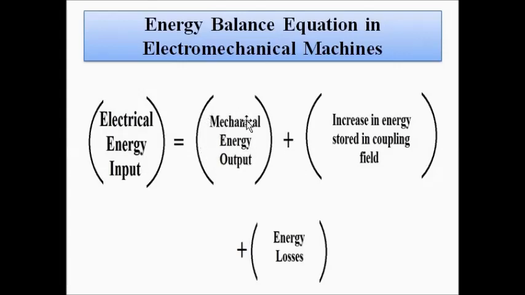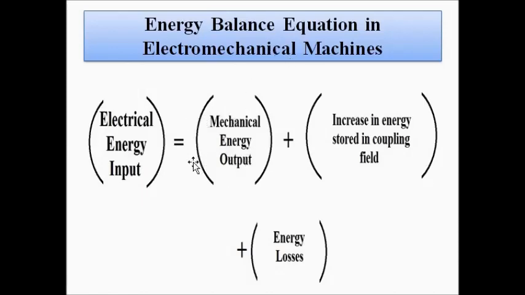Then the mechanical energy output will be, let's say, this much, and the coupling magnetic field will also consume some energy. There will be some loss of energy in the coupling magnetic field and some other energy losses in the device or the machine, be it a generator or a motor. So the electrical energy input, let's say this is the total input. This we are discussing for an electromechanical machine, be it a generator or a motor.